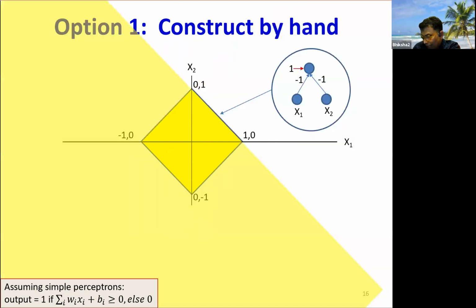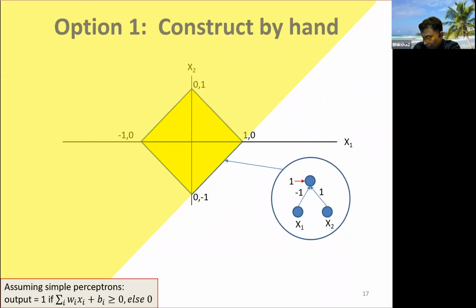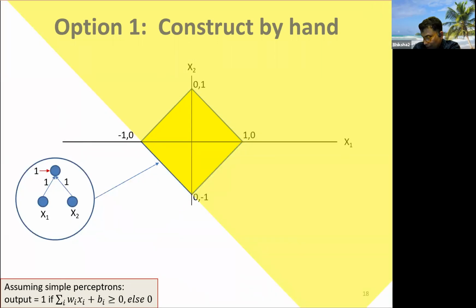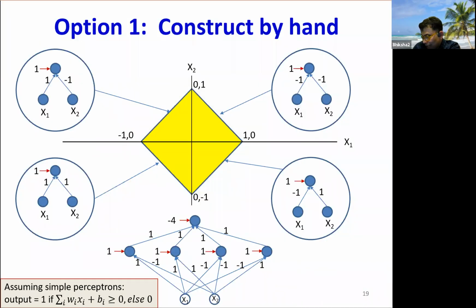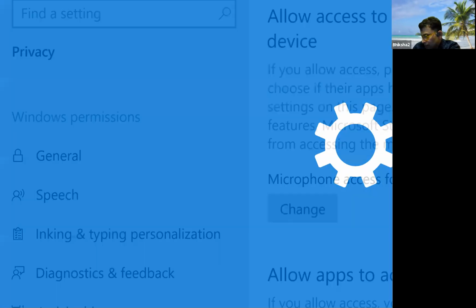And similarly, I can compose a perceptron for this line, I can compose a perceptron for this line, and I can compose a perceptron for this line. And then I can finally add an AND on top, which compares the sum of the 4 outputs of the 4 perceptrons to a threshold. And voila, I have this.